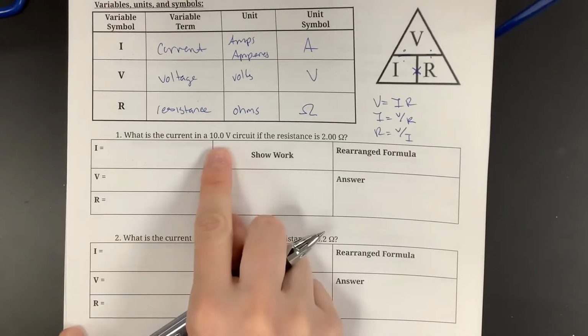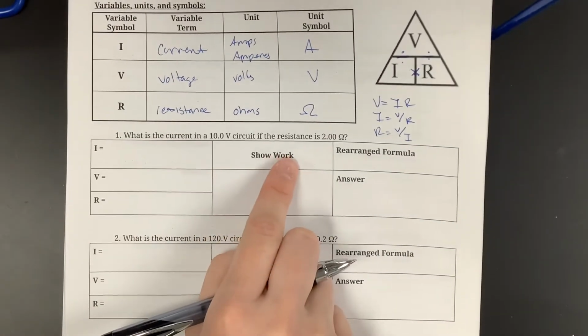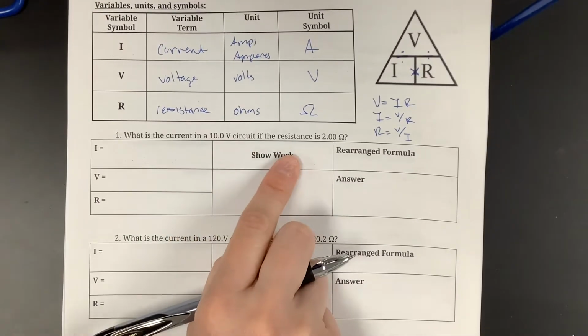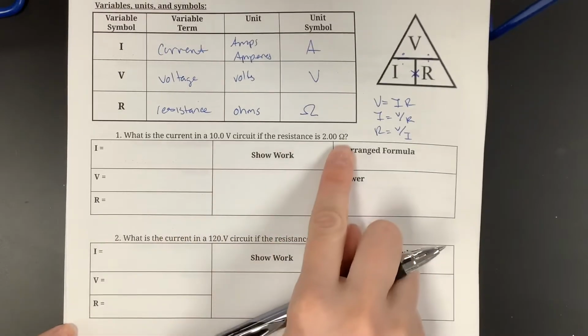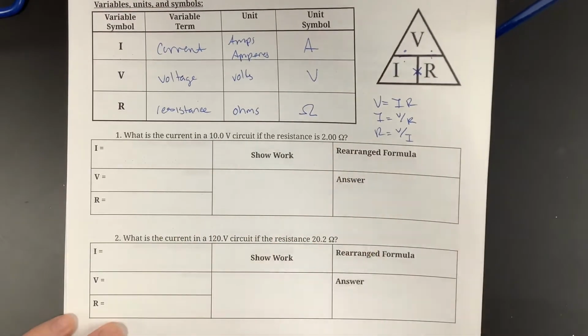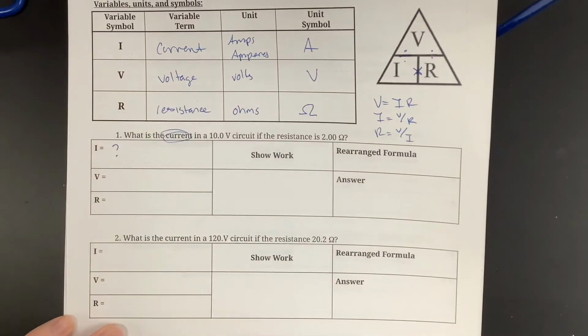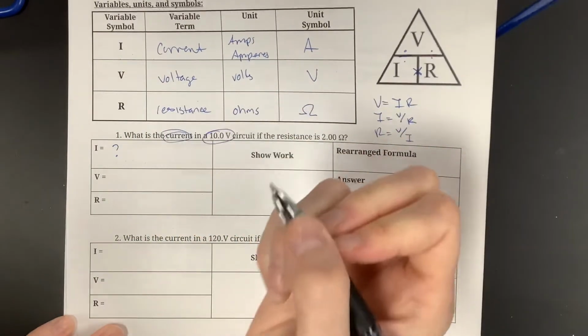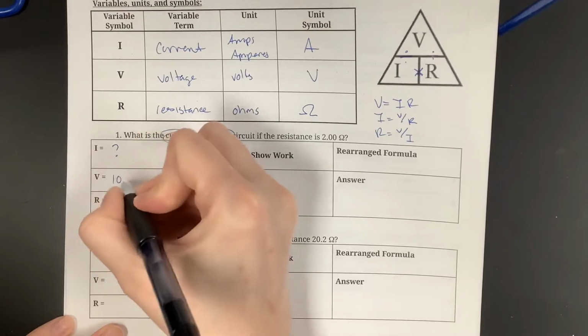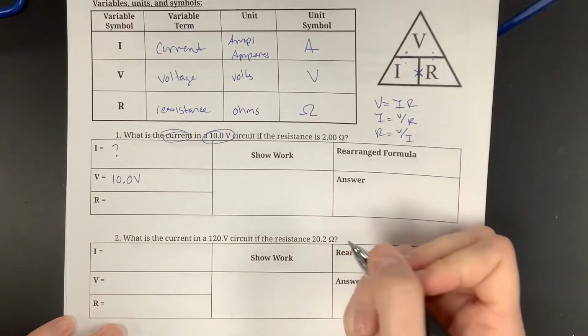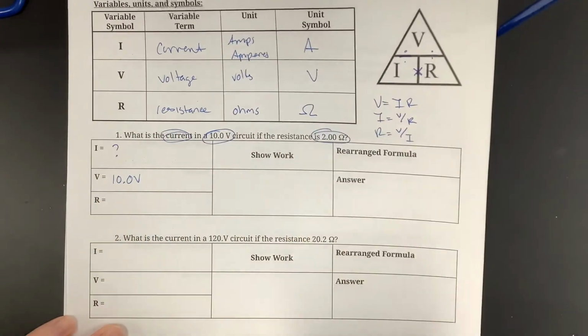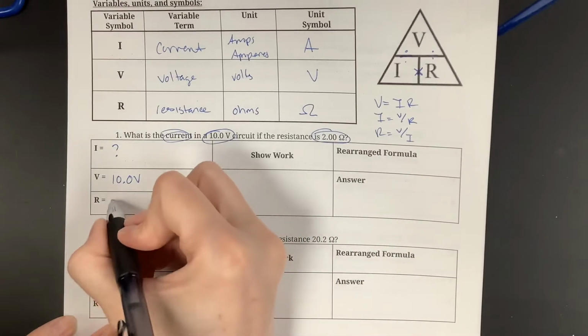First one: what is the current in a 10-volt circuit if the resistance is 2.00 ohms? So look at the problem and see what givens are in here and what we are trying to solve for. It says, what is the current? That's what we're trying to solve for. The 10-volt circuit is our voltage. Voltage equals 10.0 volts. The resistance is 2.00 ohms, so that's our resistance.